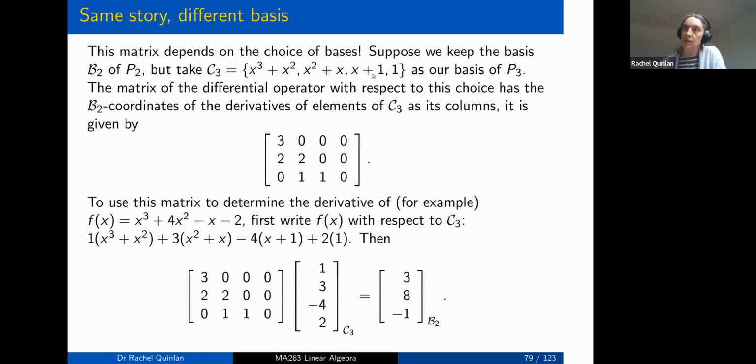Third element here, x plus 1, its derivative is 1, which is 0x squared plus 0x plus 1. So those entries go in the third column here. And the derivative of 1, the fourth basis element in C3, is 0. So its 3 coordinates are 0 with respect to the basis of B2.